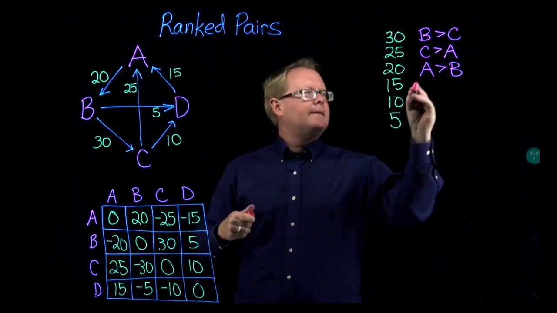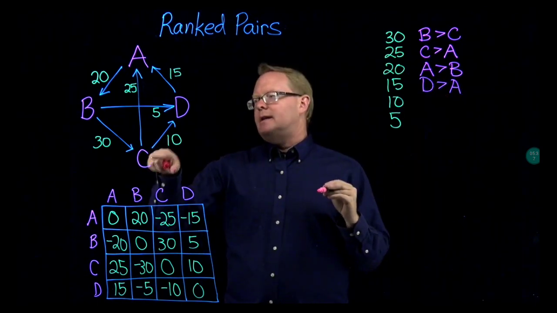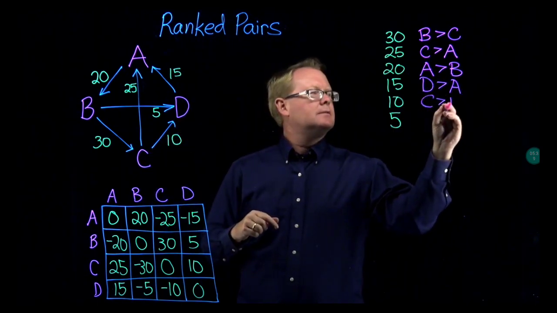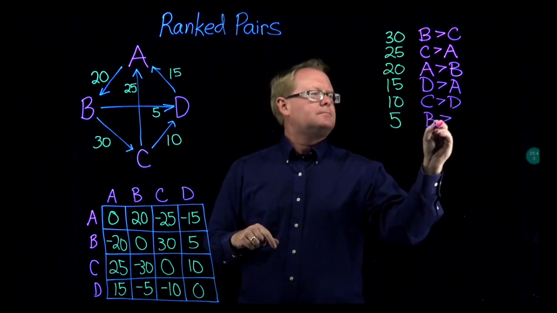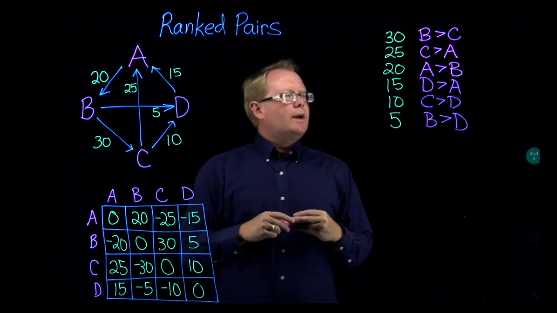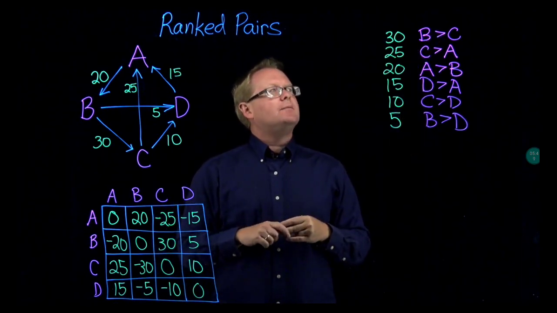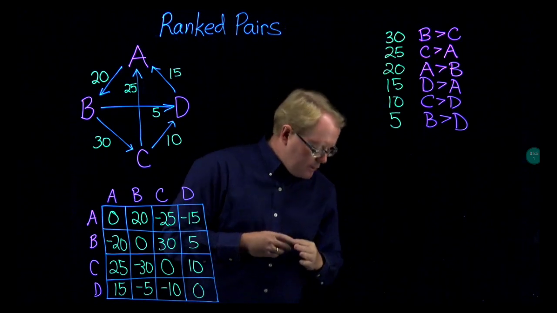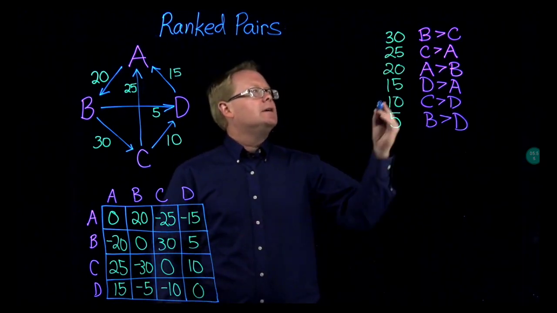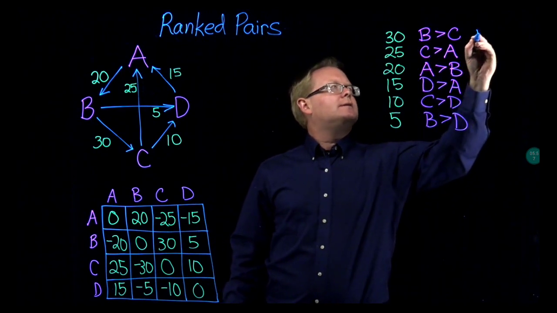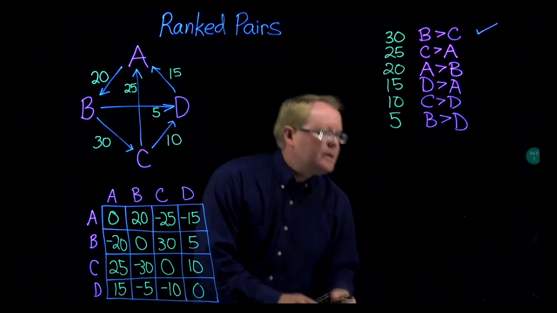15 is that D beats A. 10 is that C beats D. And 5 is that B beats D. Now the way ranked pairs works is we simply try to enforce these inequalities one at a time, starting with the strongest. So for example, we can see that B must beat C, so we put a check mark by it, and then we say that B is bigger than C.